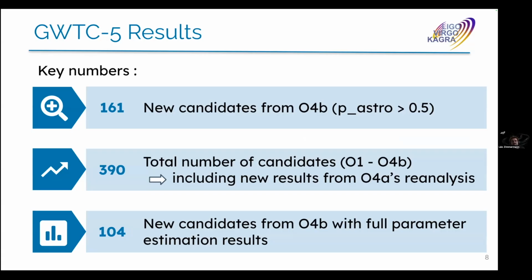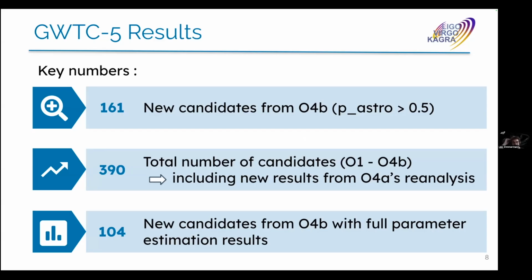So we will begin with some key numbers. We have detected 161 new candidates in O4b, with a probability to be an astrophysical signal over 0.5, which raises the total number of candidates from O1 to O4b to 390. And this number also includes the new results from the O4a reanalysis that is in GWTC-5. And if we look at the candidates on which we have run the full parameter estimation, we have 104 candidates.